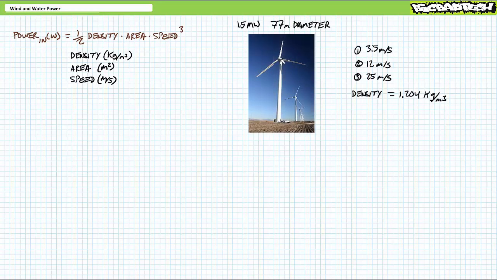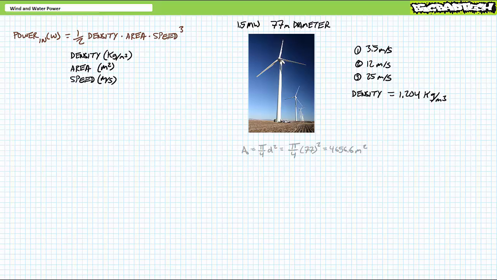Consider a rated 1.5 megawatt wind turbine with a 77-meter diameter rotor operated at three different speeds: a gentle breeze of 3.5 meters per second, a strong breeze of 12 meters per second, and storm conditions at 25 meters per second. Let's say the air density for each of these three scenarios is a constant 1.204 kilograms per meter cubed. Let's use the power formula to determine the power present in the column of wind when used as a prime mover.